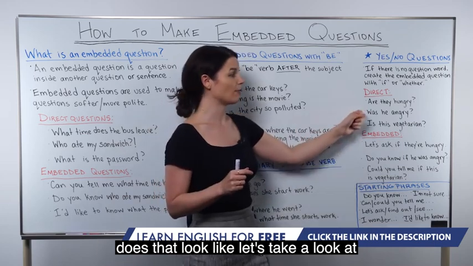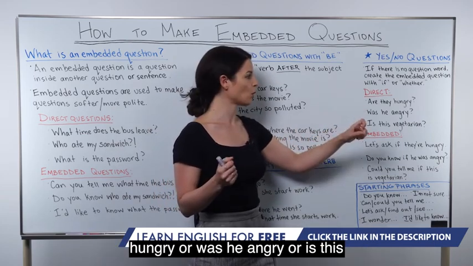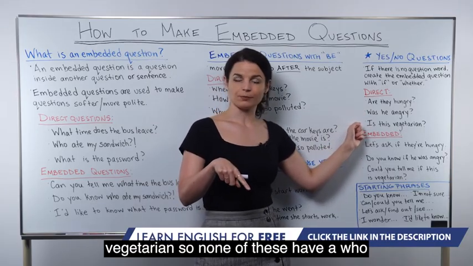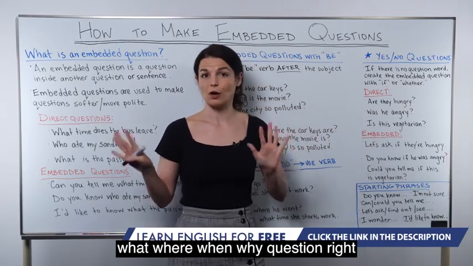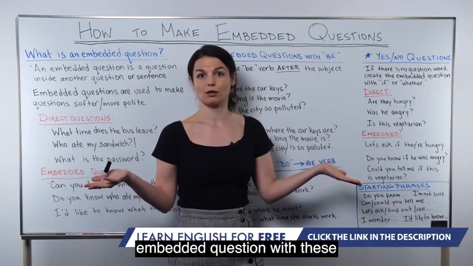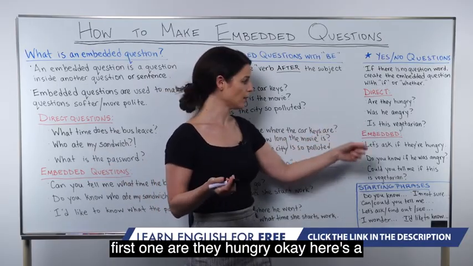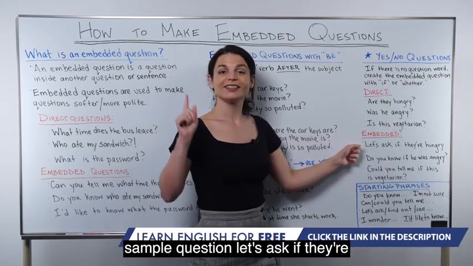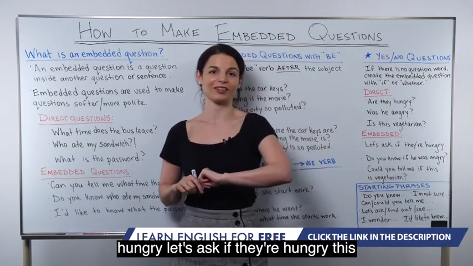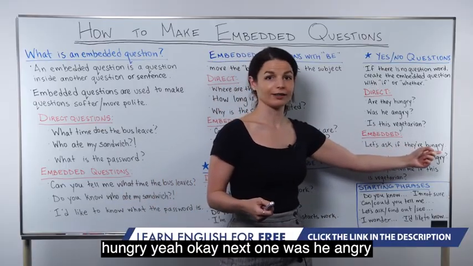Let's take a look at some very simple examples. Here, are they hungry? Or was he angry? Or is this vegetarian? So none of these have a who, what, where, when, why question, right? Simple yes, no. So how do we make an embedded question with these? First one, are they hungry? Okay, here's a sample question. Let's ask if they're hungry. This is our embedded question. If they are hungry. Yeah?